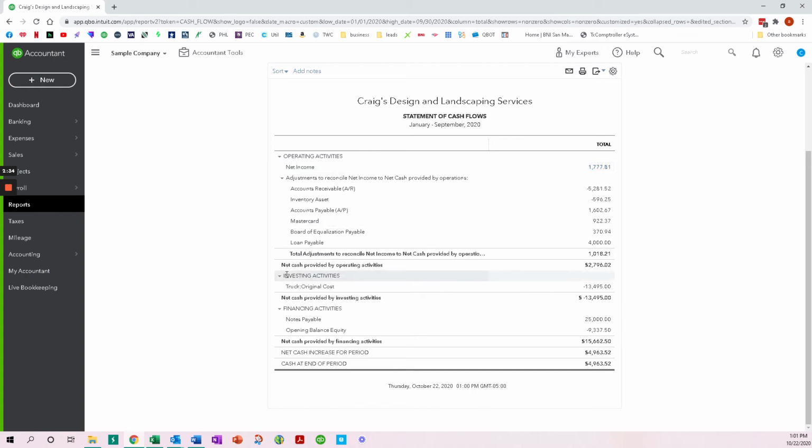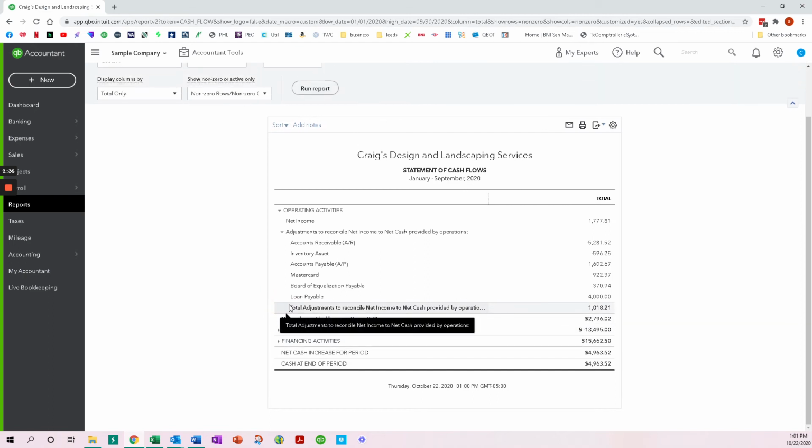The first section, I'm going to go ahead and minimize these other ones while we're not talking about them. The first section starts off with your net income, and it shows you the adjustments to your cash made from your day-to-day activities. Operating activities are your day-to-day activities, your sales, your service, your regular expenses. So you've got the change in accounts receivable, inventory, accounts payable, credit cards, sales tax payable, loans payable, that type of thing. These are your day-to-day activities.